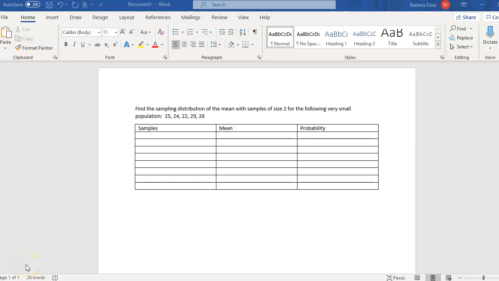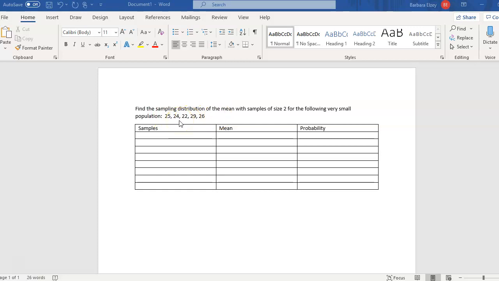We're going to explore something called the sampling distribution in this video. To help us understand what a sampling distribution of the mean is, we're going to do an example. Let's notice in this example, we want to find the sampling distribution of the mean with samples of size 2 for a very small population that has only 5 pieces of data in it.